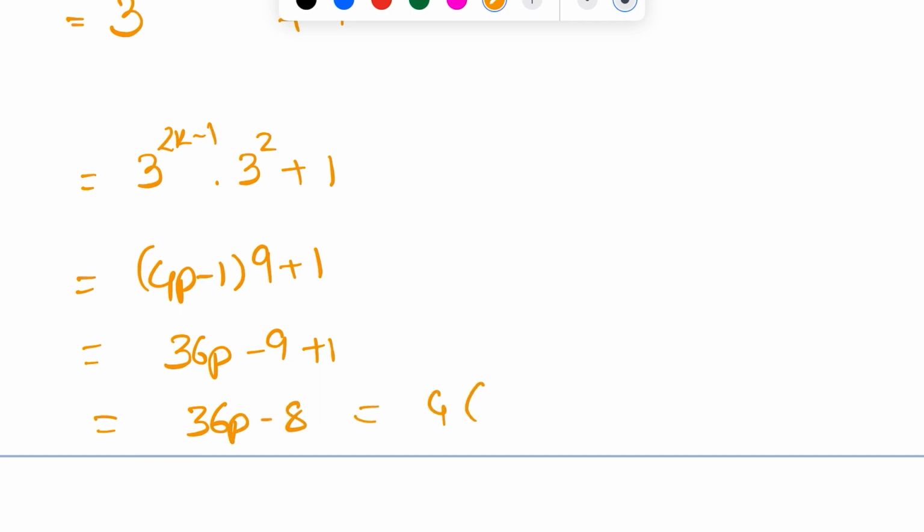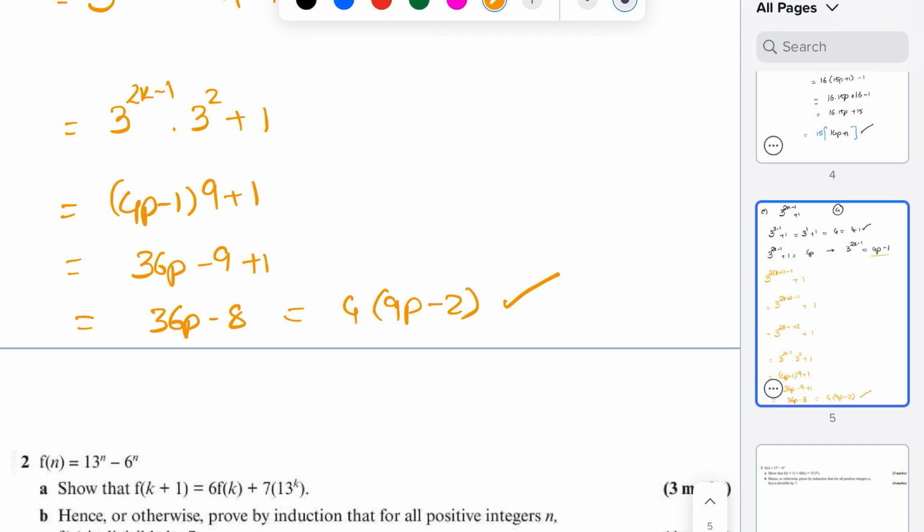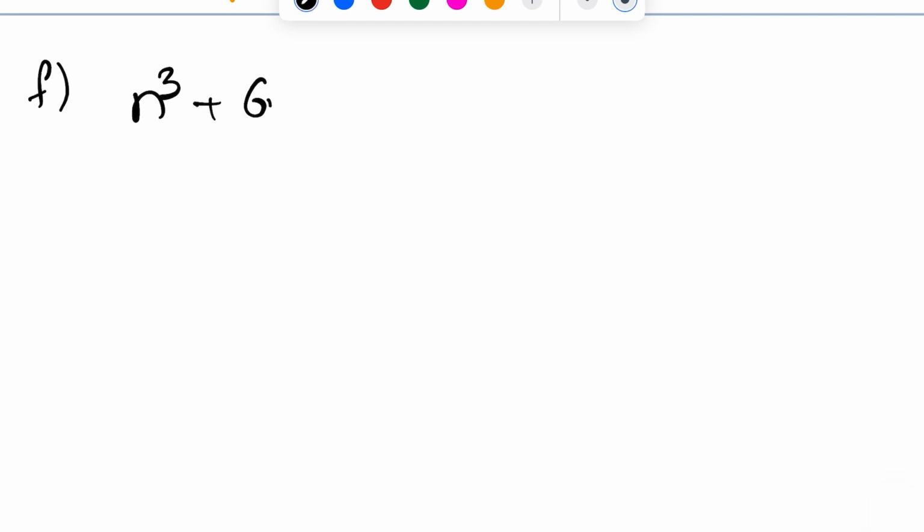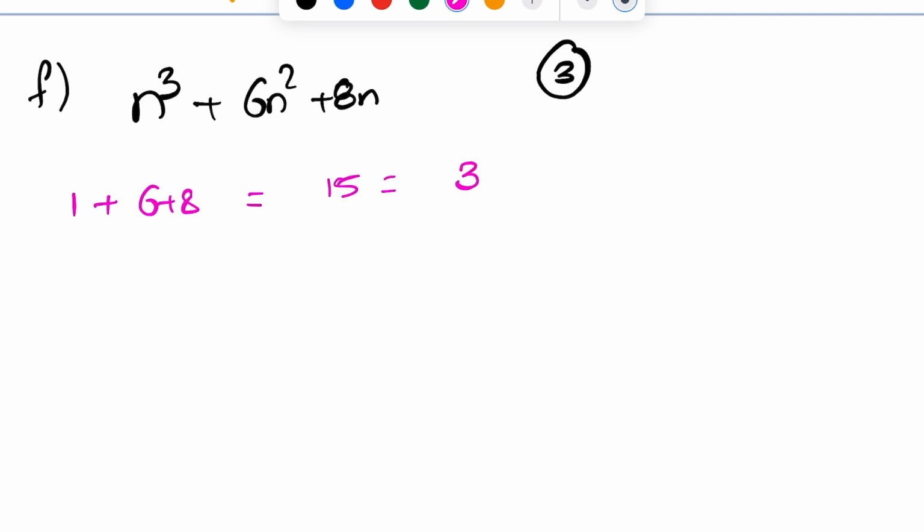Can I take 4 common? 9p minus 2. So therefore it is divisible by 4. Therefore, by principle of mathematical induction, it is true for positive integers n. Next one, F: n cube plus 6n square plus 8n is divisible by 3. Plug in n equals 1: 1 plus 6 plus 8, which is 15, which is 3 times 5. Therefore, it is divisible by 3 when n equals 1.